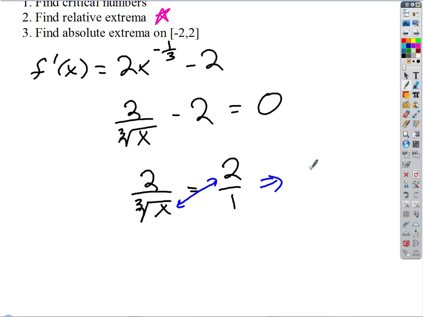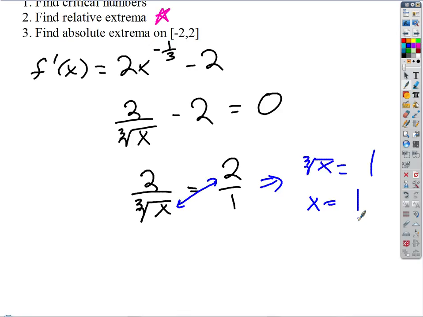We get the cube root of x by itself on one side. Let's flip it over to the left. On the other side, we just get 2 over 2, which is 1. And now, cube both sides. If I cube both sides, I get x equals 1.